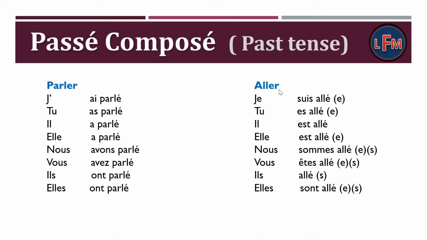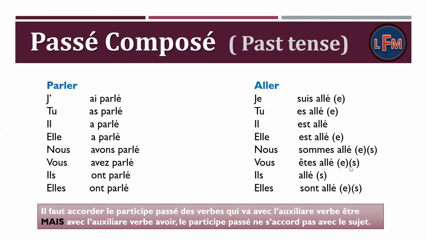Aller is a verb which goes with être. We will conjugate it with auxiliary verb être first and then the participe passé of the verb. The difference is, for all the verbs which go with être, it is important to accord the participe passé of the verbs according to the gender and the number of the subject.